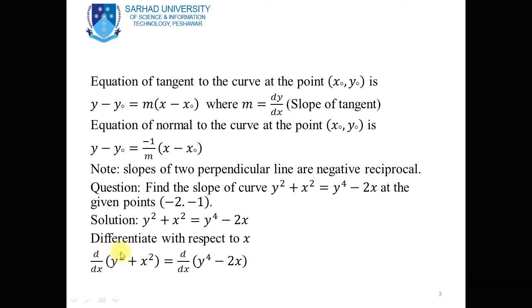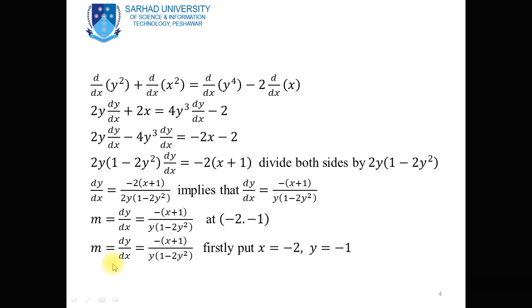So using the chain rule for y square, the derivative of y square is 2y, and further the derivative of the base, dy by dx, plus the derivative of x square, which is 2x, is equal to the derivative of y power 4. Again using the chain rule, multiply the power with the coefficient: 4 y power 3, and further the derivative of the base dy by dx, minus 2. Now shift the dy by dx terms to the left hand side and other terms to the right hand side. We obtain 2y dy by dx minus 4y cube dy by dx is equal to minus 2x minus 2.